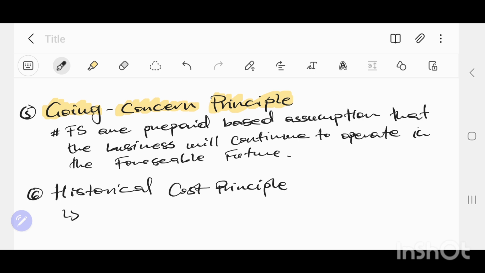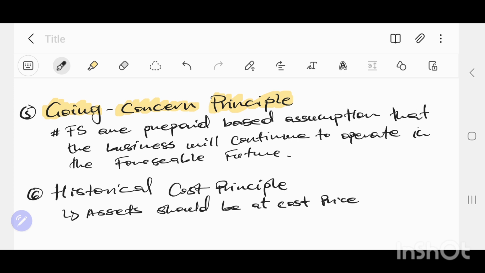So the historical cost principle is that assets of the business should be recorded at their historical cost price. It means that they should be recorded at the price at which they were bought, and not the future value or the future price of the asset.